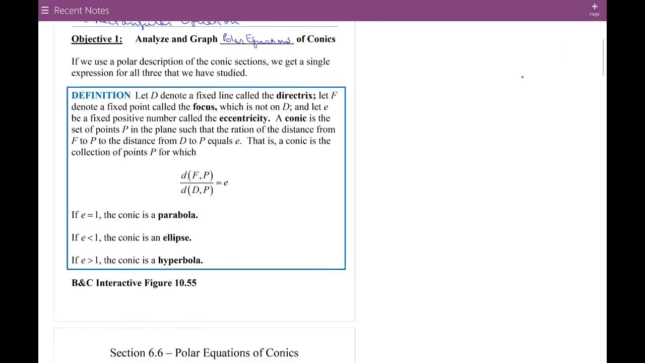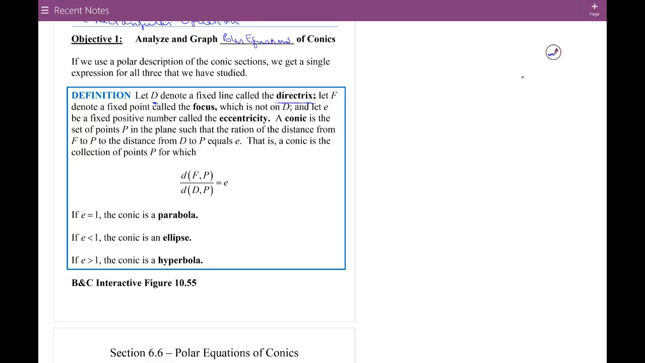So if we use a polar description of the conic sections, we get a single expression for all the three conic sections we have studied. Pretty amazing. So here's the definition. Let capital D be some fixed line called the directrix. So we talked about directrix with parabola, but it turns out there's also a directrix with the ellipse and the hyperbola. We just don't talk about them when we're talking about the rectangular form.